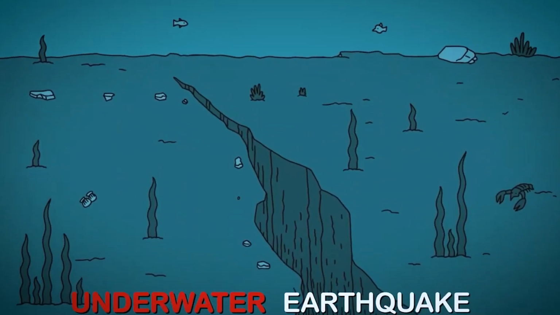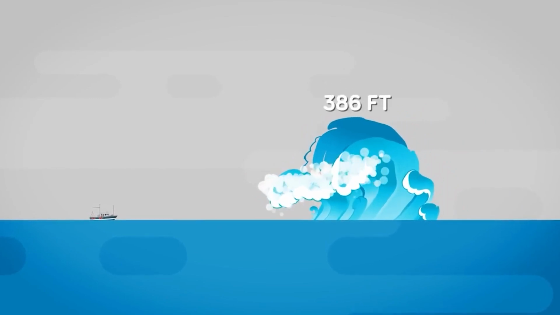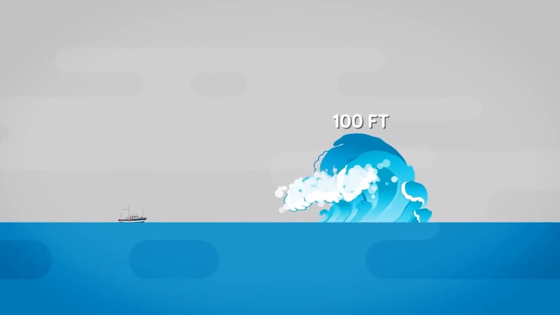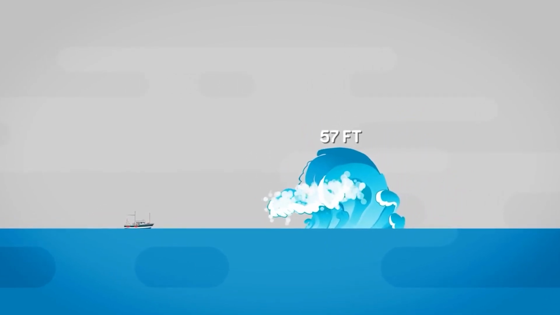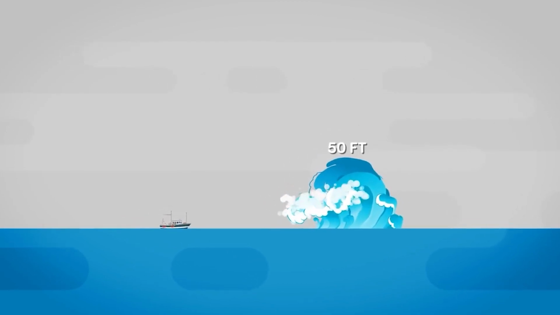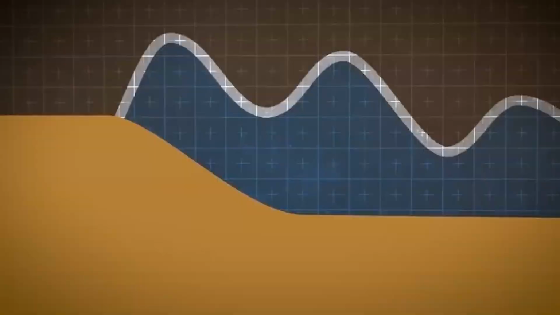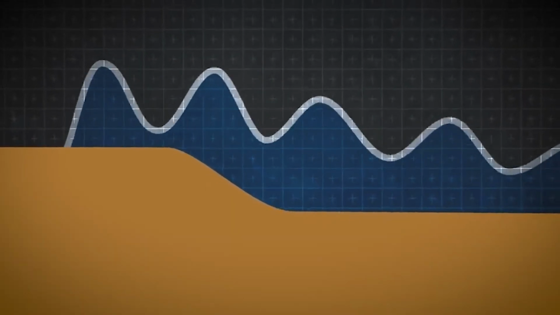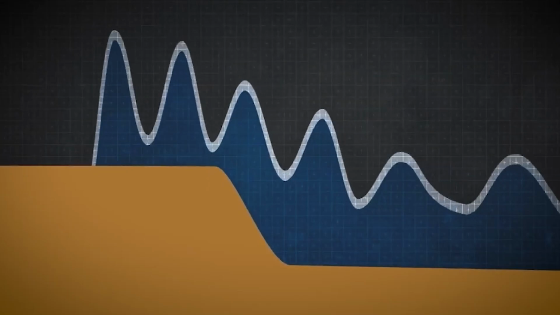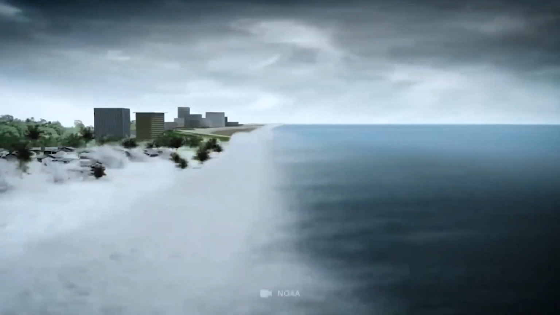Megatsunamis can be characterized by wave heights that greatly exceed those of typical tsunamis, with some waves measuring over 100 meters in height. The massive size of megatsunamis can result in devastating consequences for coastal regions, including widespread destruction of infrastructure, loss of life, and long-term economic impacts.